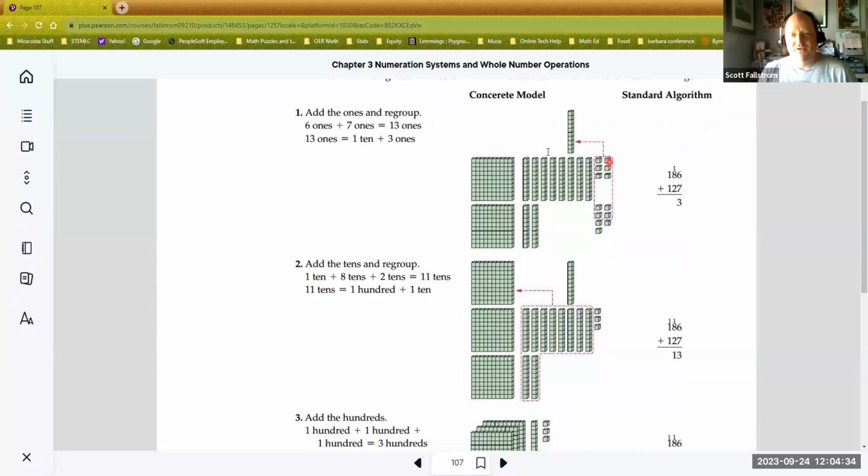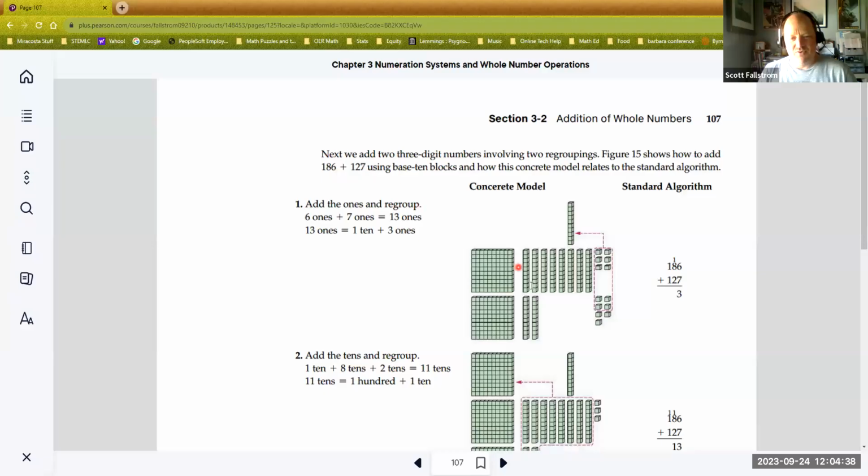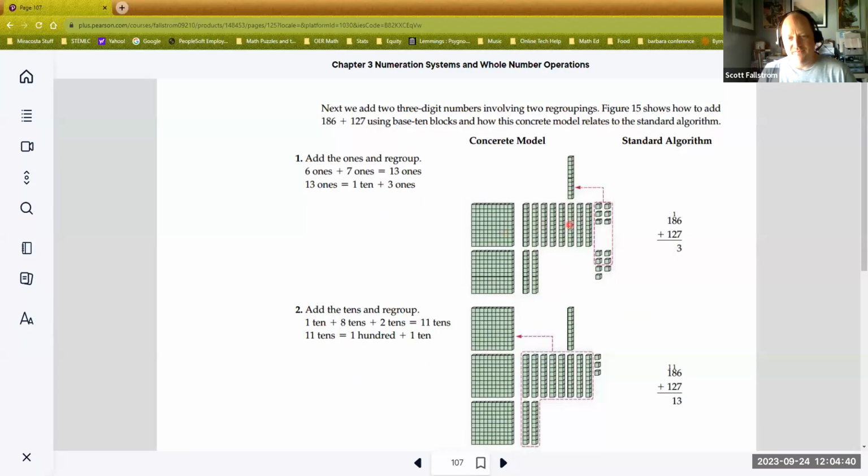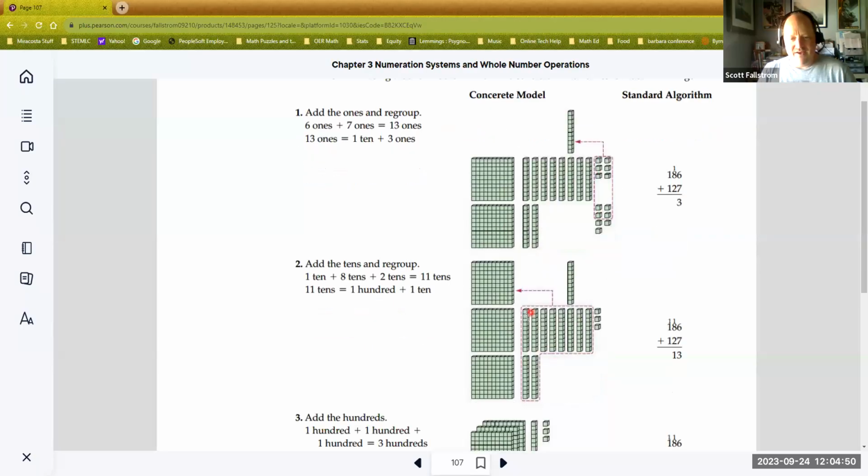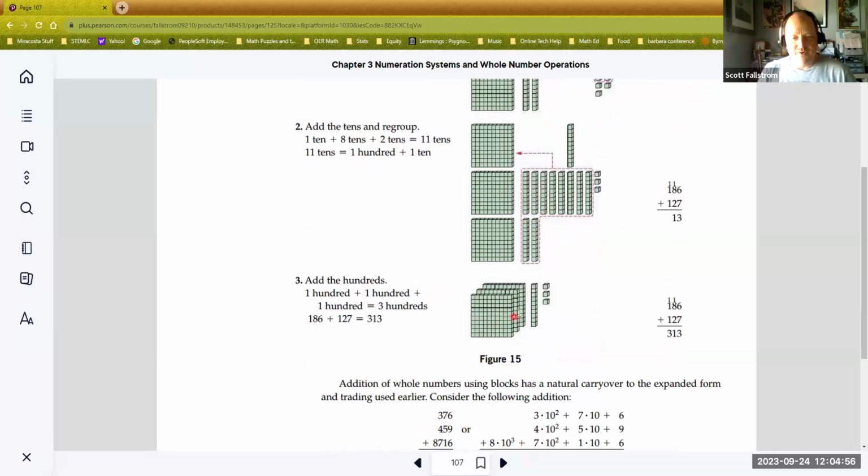So we add, what do we do? So I have, what is this, 186 plus 127. Okay, so you see 8 of these and 6 ones, 1, 2, and 7 of these. So I think of pushing them all together. I find 10 ones and I regroup it into a rod. Then I find 10 individual rods, I combine them into one flat, and I'm left with the number 3 flats, 1 rod, and 3 singles.